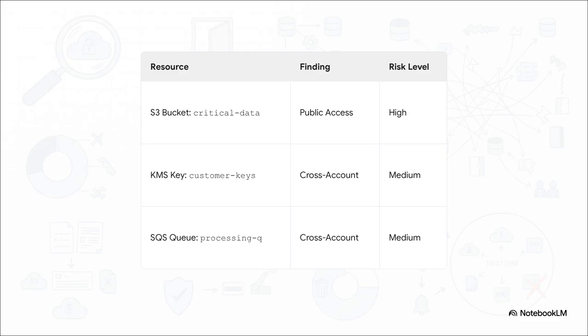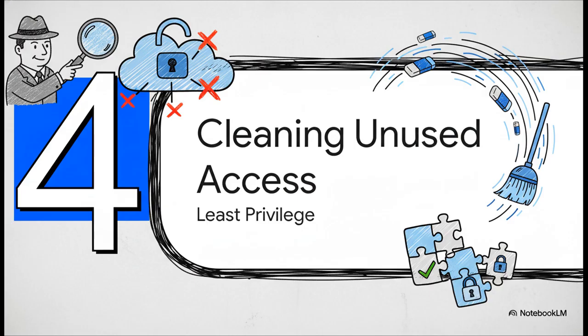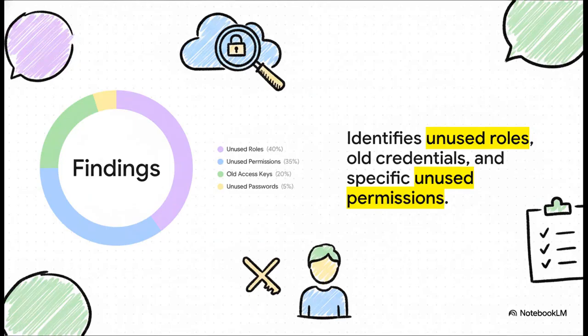This isn't just noise, it's a clear signal to go take action. Okay, so we've checked the perimeter. The next job for our digital detective is to clean up the mess inside the house. This is all about enforcing that golden rule of security: the principle of least privilege, making sure people and programs only have the permissions they absolutely need to do their job and nothing more. And that internal mess can be pretty significant.